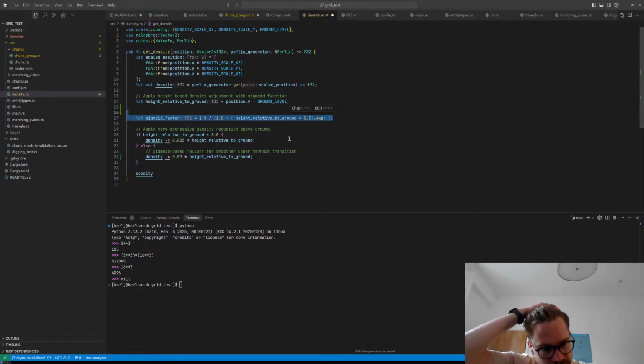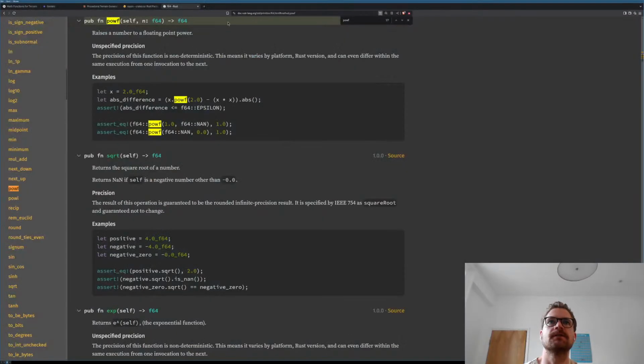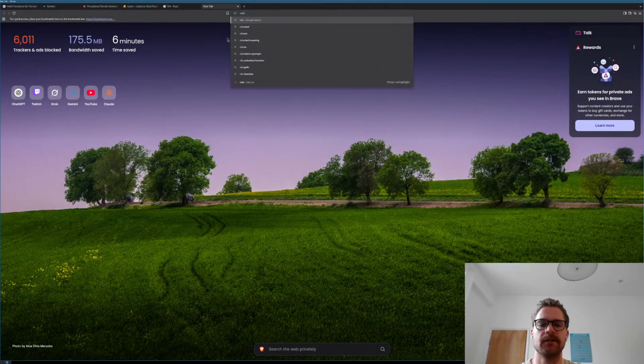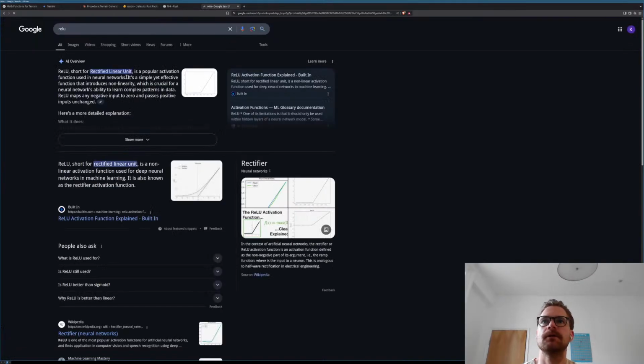What are these things? They use something for this in machine learning, I think. These like ReLU functions and stuff. ReLU. No, that's not what I want.